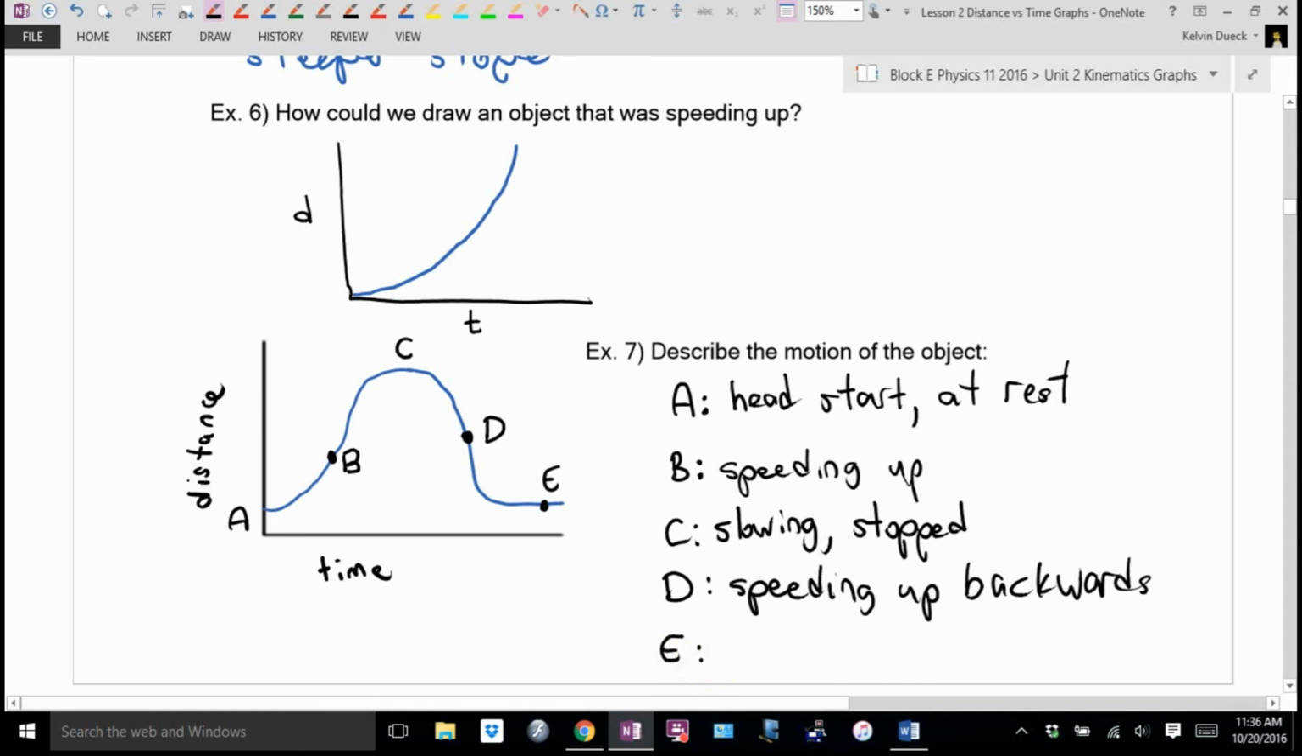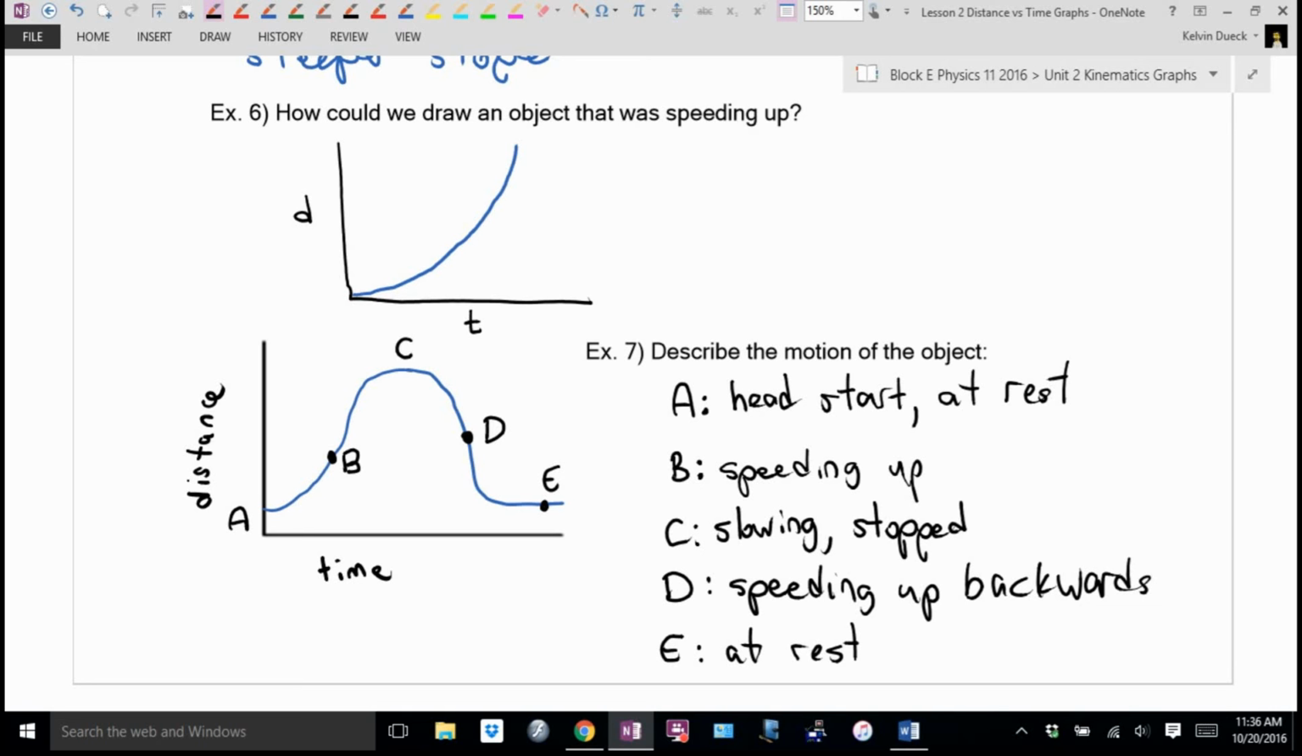What's happening at location E? What's the slope at location E? If you want me to describe this completely smoothly, you start out speeding up, going forward, you start to hit the brakes, you come to a stop, you throw it into reverse, you're going backwards, backwards, backwards, speeding up, and then hitting the brakes again, you end up back where you started from, hitting the brakes and stop.